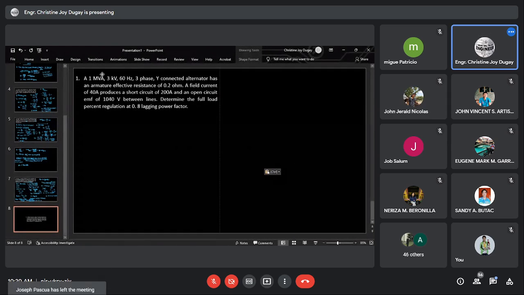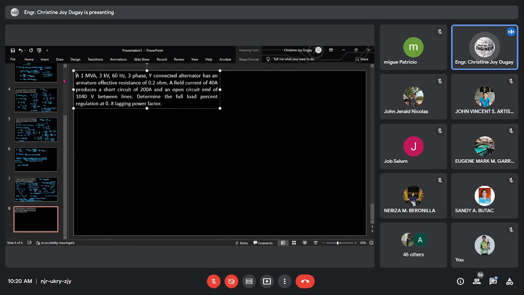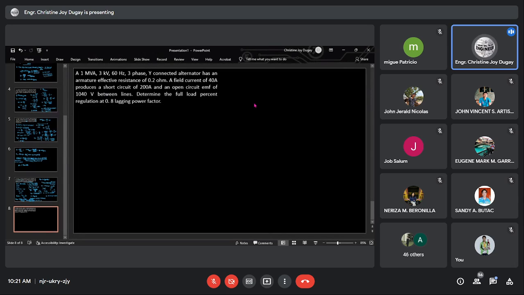So, this one is 1 MVA, 3 kilovolt, 60 Hz, 3-phase Y-connected alternator has an armature effective resistance of 0.2 ohms. The field current is 40 ampere, produces a short circuit of 200 ampere, and an open circuit EMF of 1040 between lines. So determine the full load percent voltage regulation. So percent VR lang din ang tinatanong dito, no? Which is unknown. So ano ang pwede nating unang hanapin dyan?